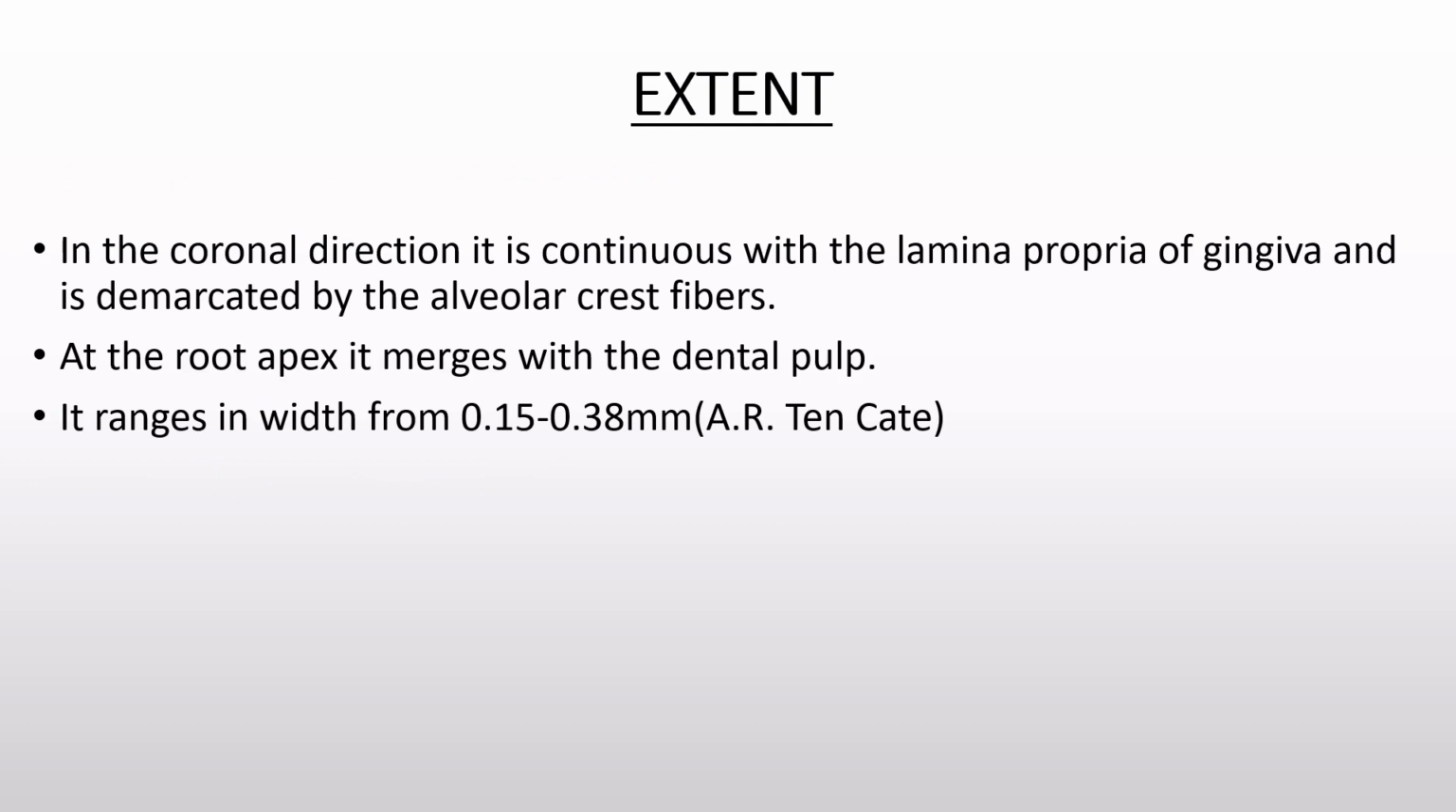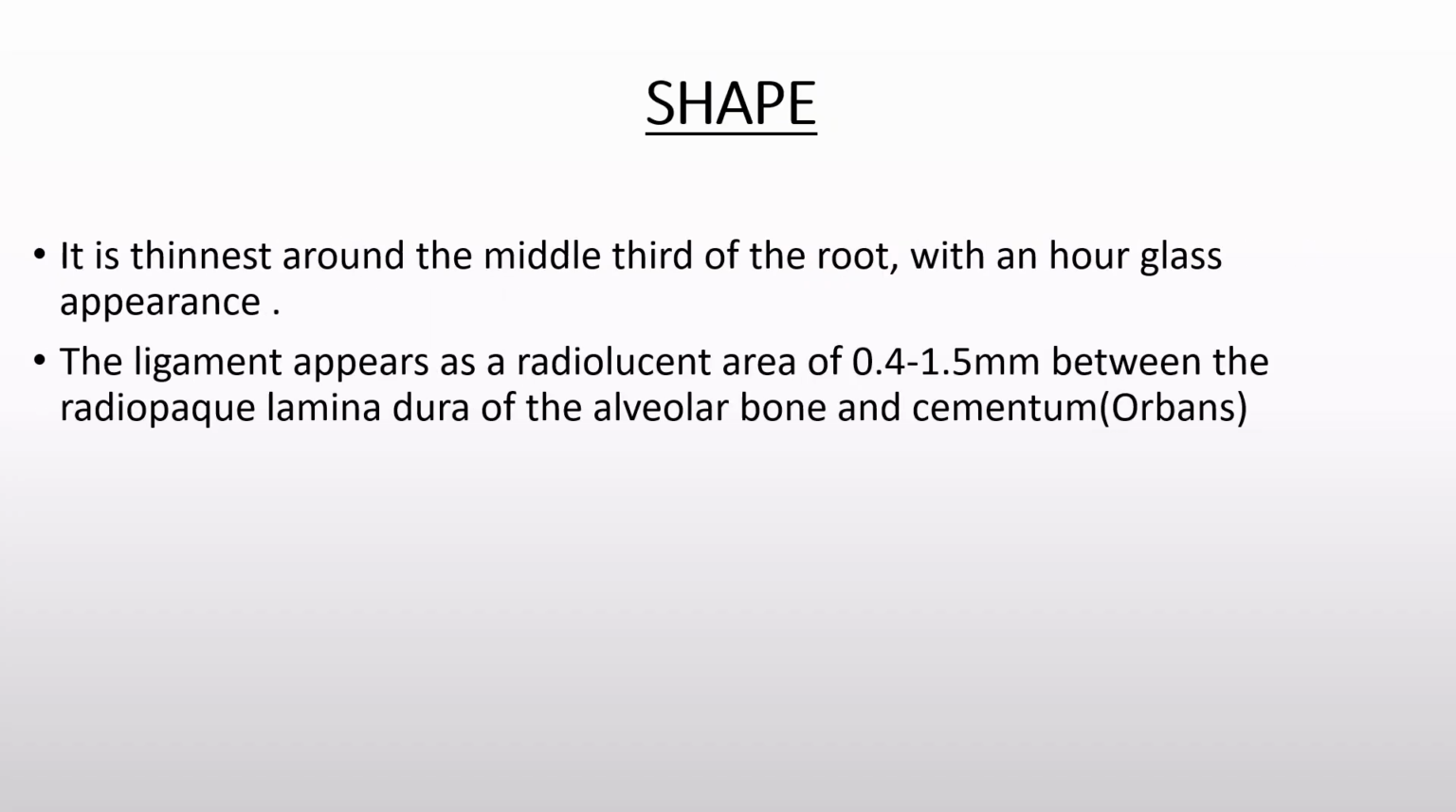Coming to the extent of periodontal ligament, in the coronal direction, it is continuous with the lamina propria of the gingiva, and it is demarcated by the alveolar crest fibers. At the root apex, it merges with the dental pulp, and it ranges in width from 0.15 to 0.38 mm according to the age.